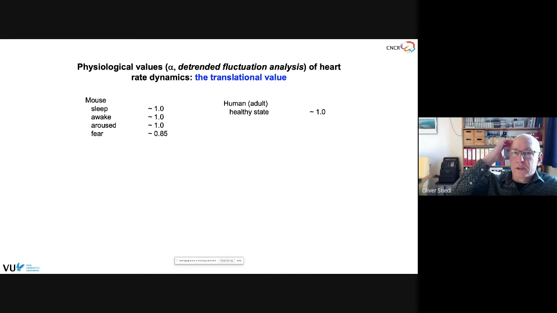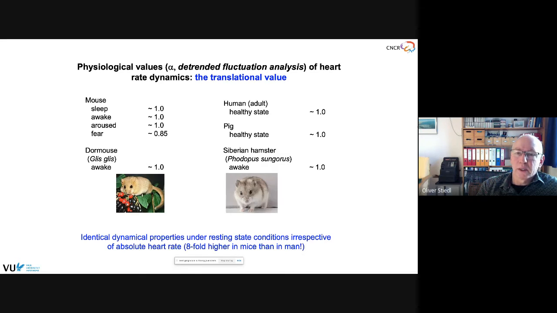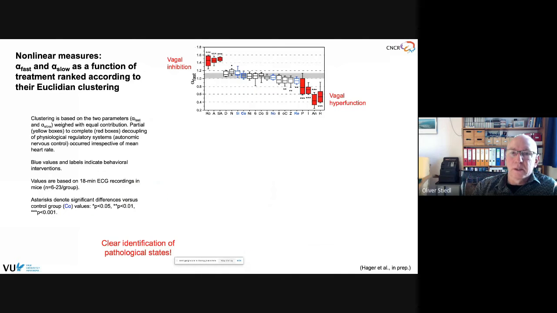What we also see is that in adults, in humans, we have 1, and I'll show you more data in a minute. We know in pigs it's 1. We know in dormouse awake it's 1. We have tested Siberian hamsters, it's 1. And that means, oh, this could be a very useful measure to identify the normal state of dynamics unrelated to the absolute heart rate. And so we use these kind of approaches to look again at the pharmacological effects.